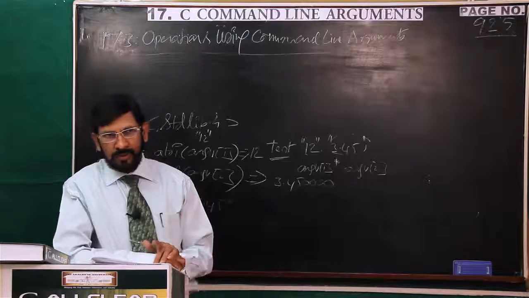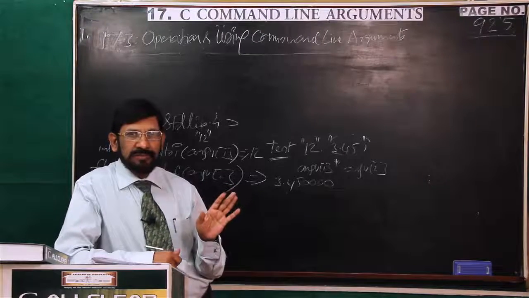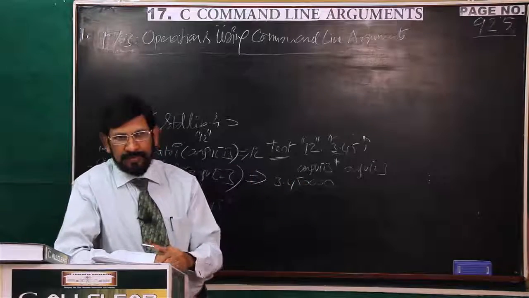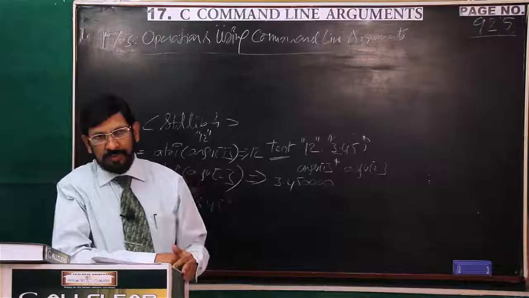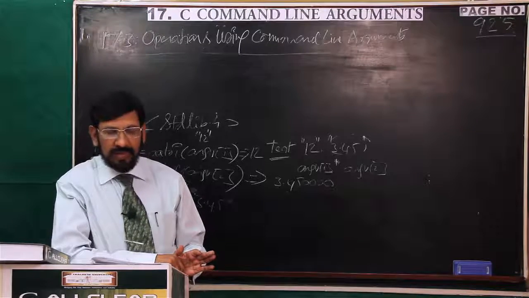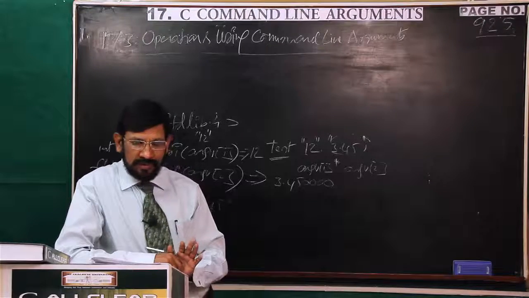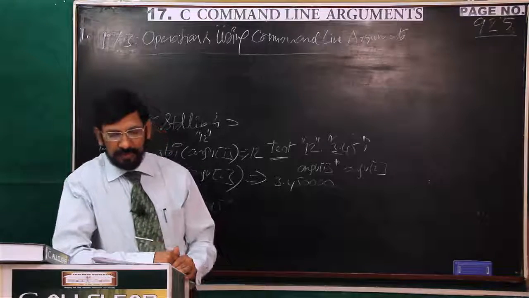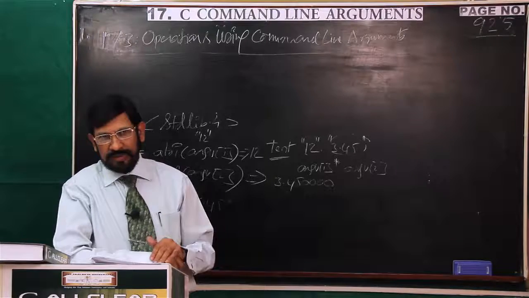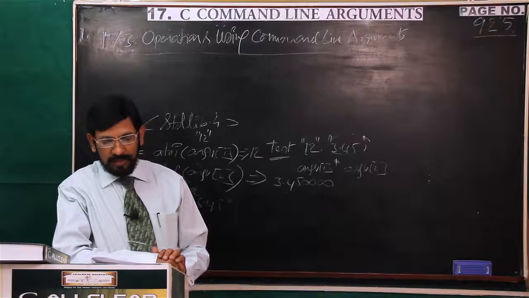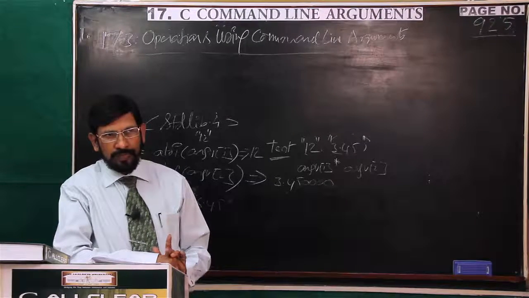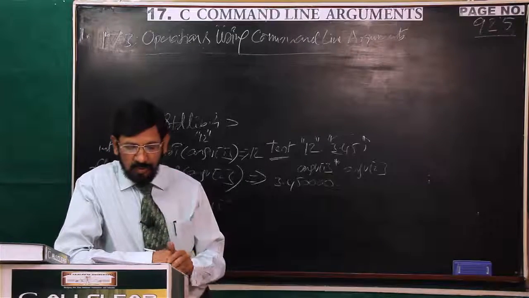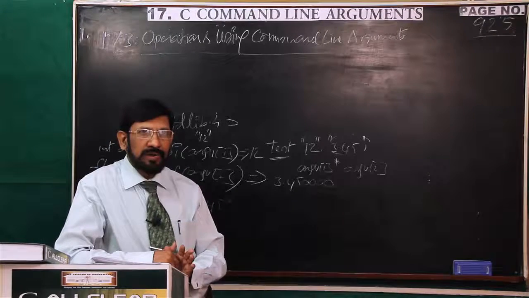Here one thing you remember, there are no prompt statements. As you require, you have to enter in the same order. You should have a clear idea about that. You should not have any confusion. Here 4 persons' details we are entering. Each person's name, age, and height we are entering. That's why in the same order for 4 persons you enter. Now 4 into 3, 12 data items, plus program name, totally 13 data items we entered.